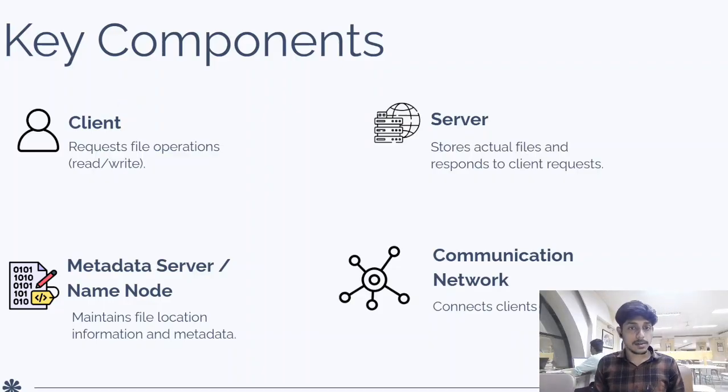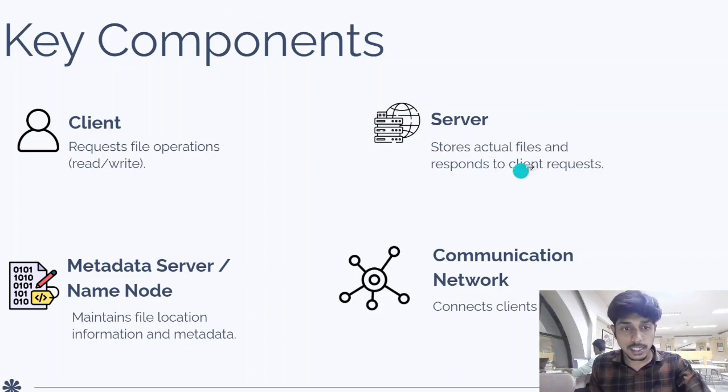This is simple. This is us. It's our computer, my laptop, your phone, etc. It's any device that needs to ask for a file. As the slide says, it requests file operations. Operation just means read or write. So the client either wants to read that file or write something to it.